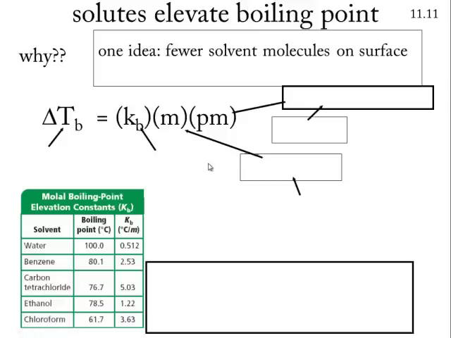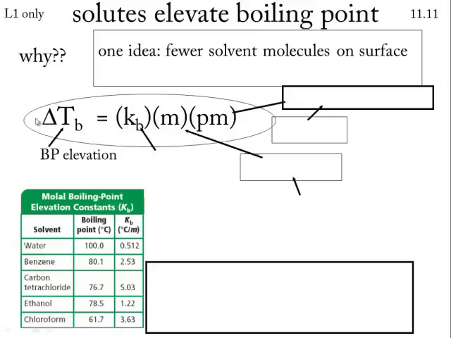In many cases, there's multiple letters or symbols for each single term. For example, delta T sub B literally means the change in the boiling temperature. So it's just one thing, how much the boiling point goes up. Note that it's not the boiling point itself, it's how much it gets increased by adding that solute.